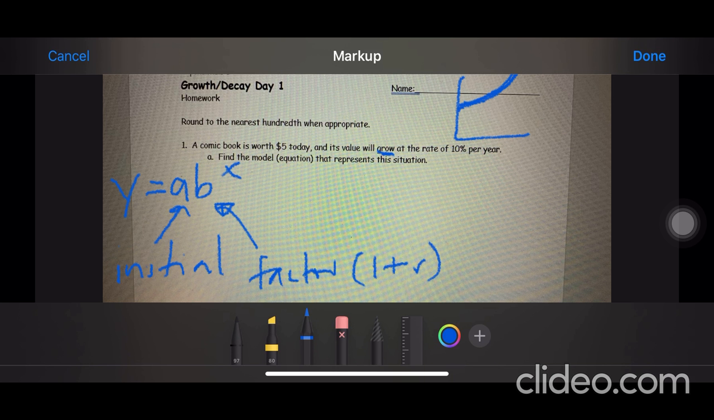If we were decreasing, we're not doing it in this problem, but I don't want to just give you misinformation, we would use the form 1 minus r, because we'd want something less than 1 because it's decreasing.